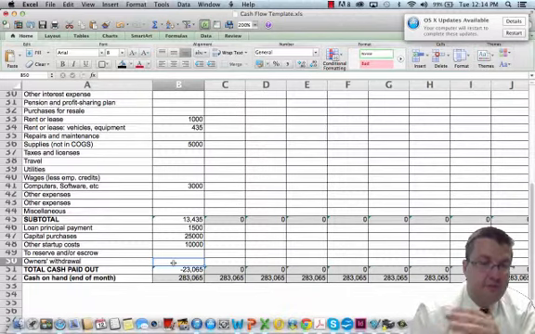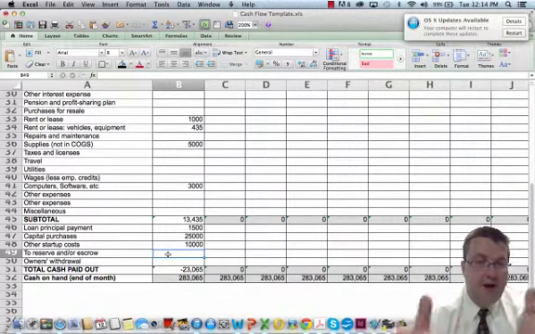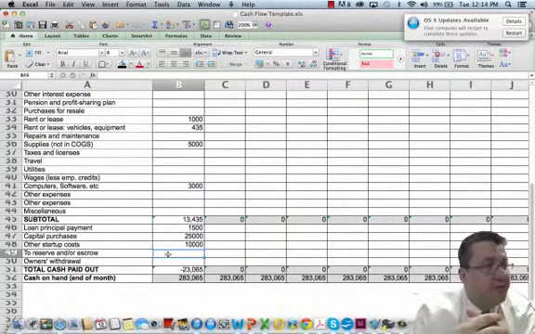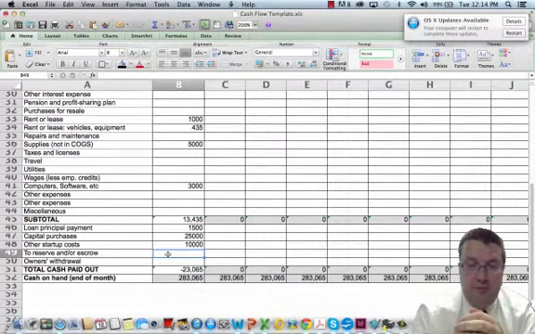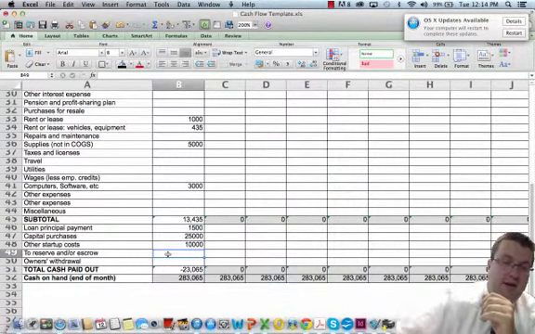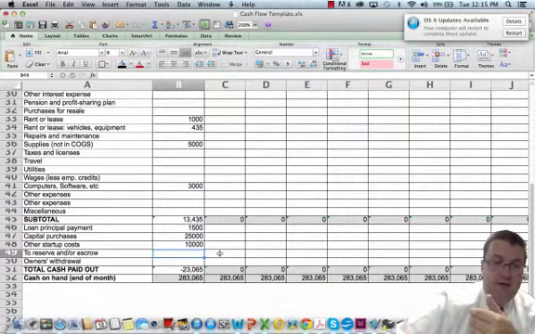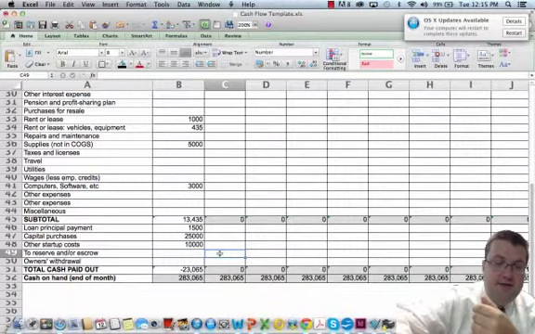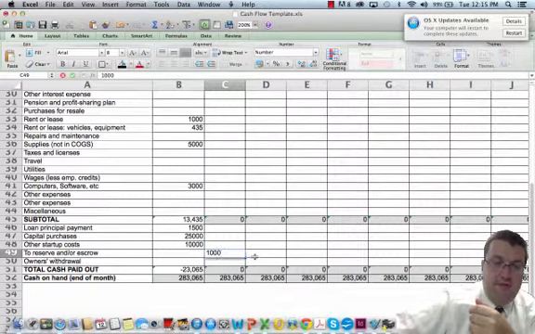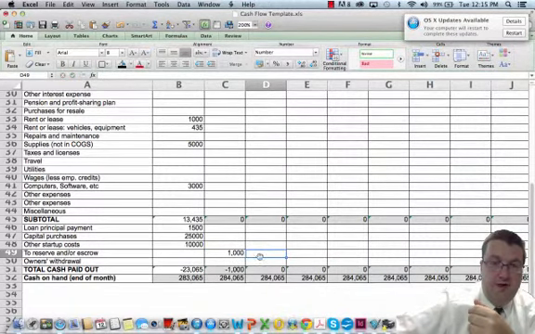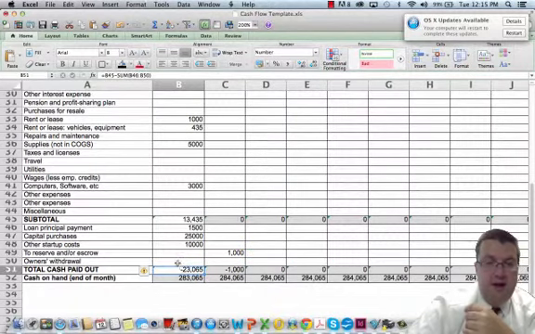Owner's withdrawal, to reserve and/or escrow. You always want to have a reserve fund that you're kind of building up. And so I might want to spend $1,000 a month to put into reserves. And so I can start to put that information in for the next period.